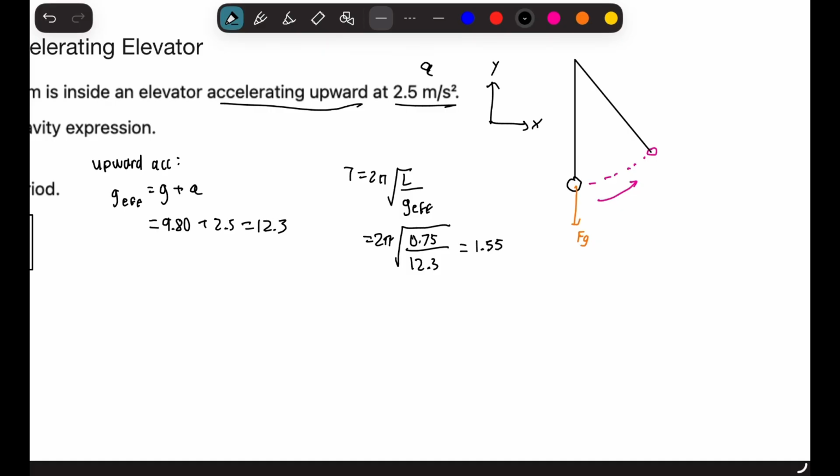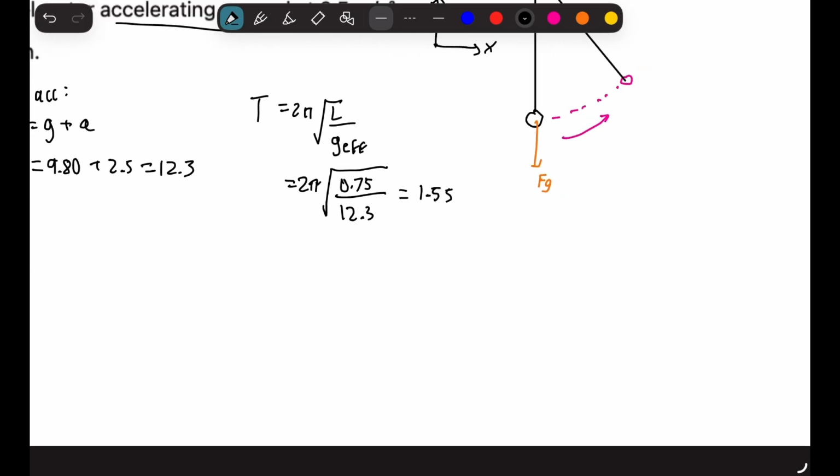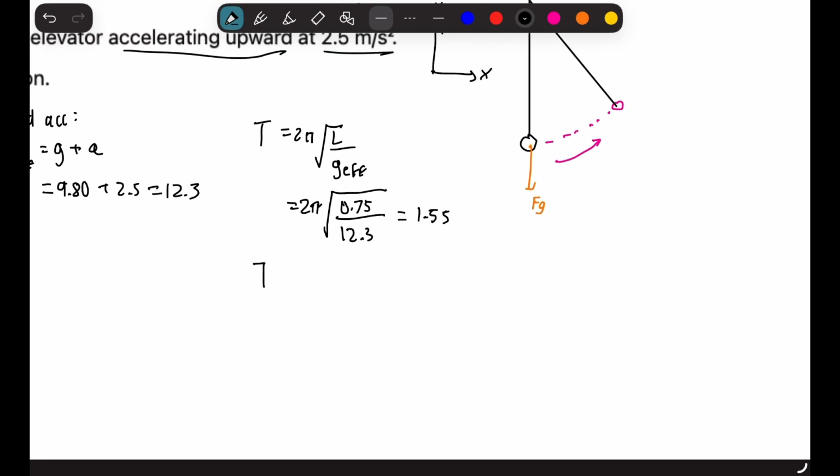Now, what is your normal period? This is for your period of your planet with your, or wait, that's the last question. This is T for the accelerating upward. So that was our answer, 1.55 periods. And what would our T be if our pendulum was just at rest?